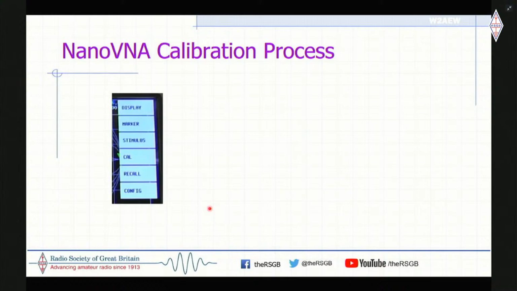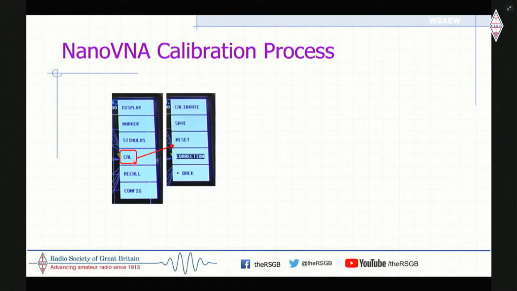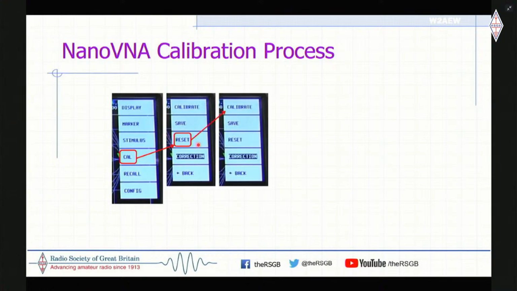So let's actually look at the process of how you run the calibration. It's actually a pretty simple thing. On the main menu, if you either touch the screen or push down on the thing, you'll bring up the main menu. From here, you select Cal and start by hitting reset. That clears out the calibration constants that are currently loaded. And then once you hit reset, go up and hit calibrate.